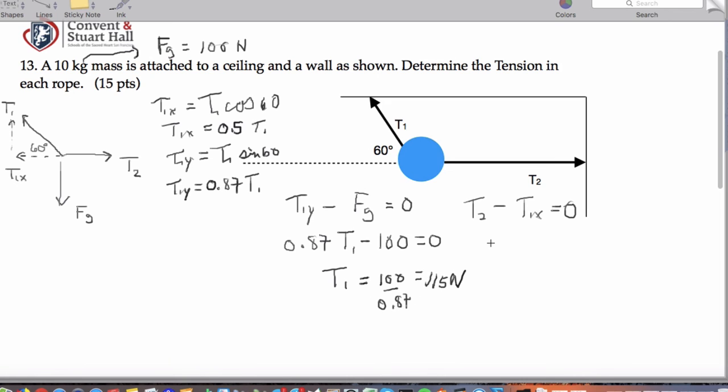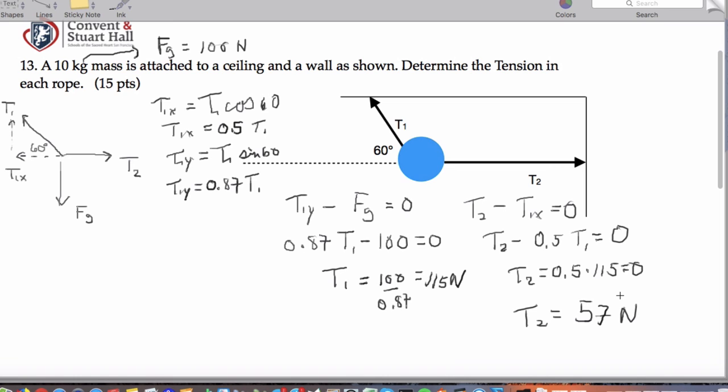And now I can solve for T2. So T2 minus T1x, and T1x is 0.5 T1, equals 0. So I'm going to say T2 equals half of 115. And so that's going to get me that T2 equals about 57 newtons. Alright, so that's it for the practice test 1.